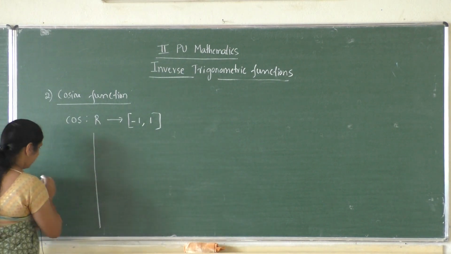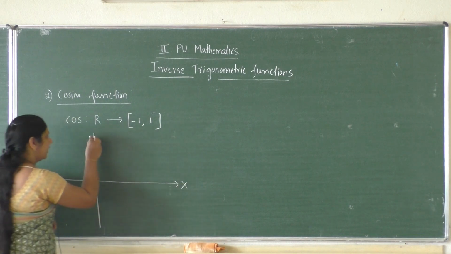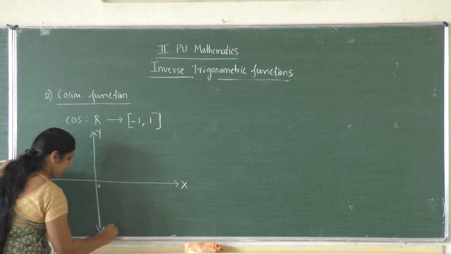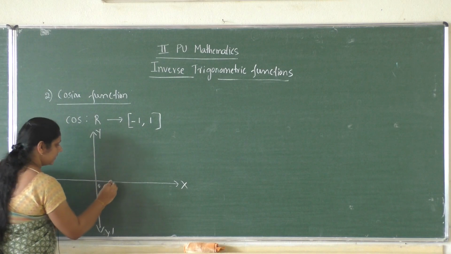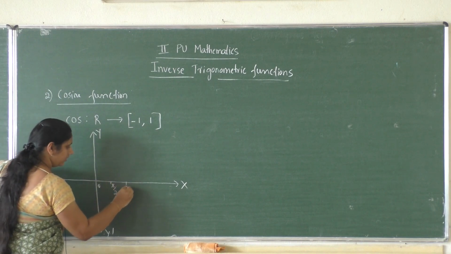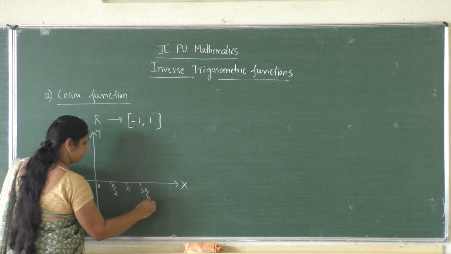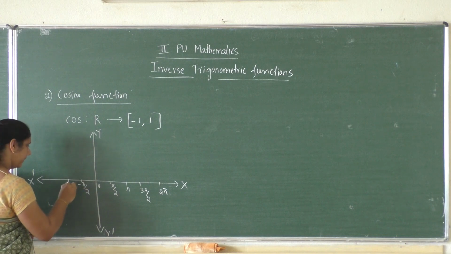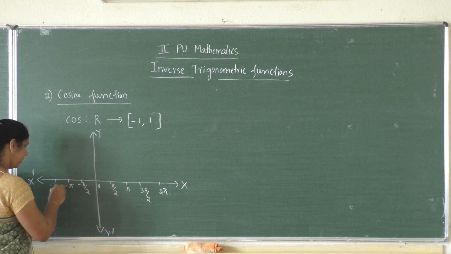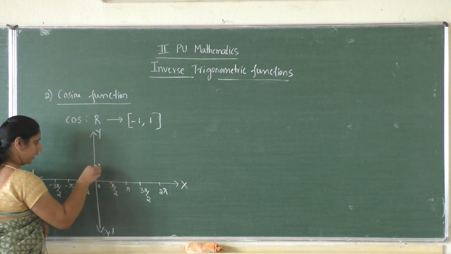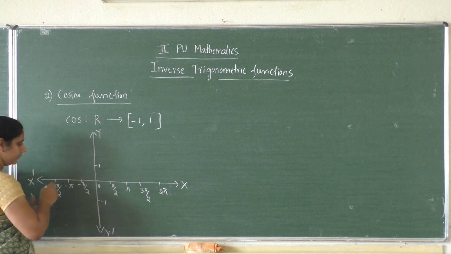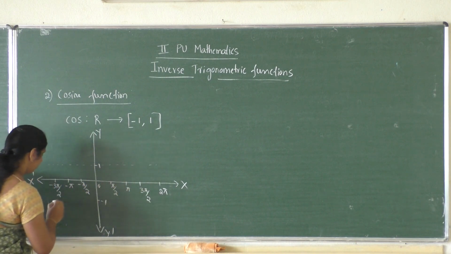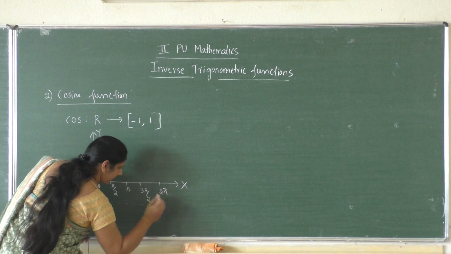So I will do the graph. This graph you already studied in the first year trigonometry chapter, just to recall. Again, along the x-axis you have to take the radian values. Here it is minus pi by 2, minus pi, minus 3 pi by 2, and so on. Here 1, here minus 1. I will draw a dotted line so that the graph should not exceed this line.